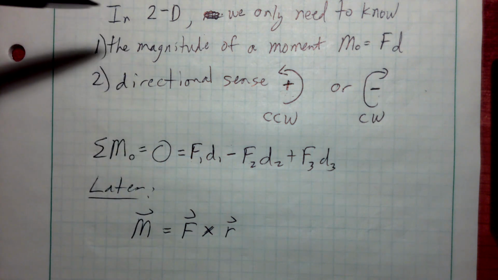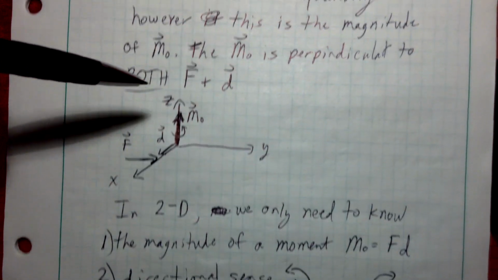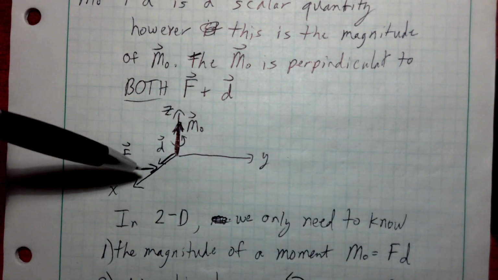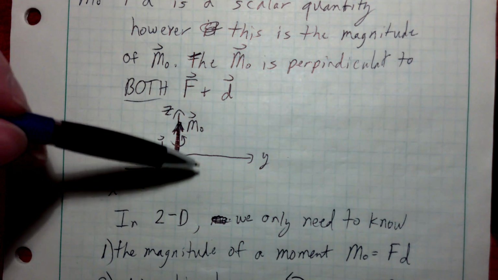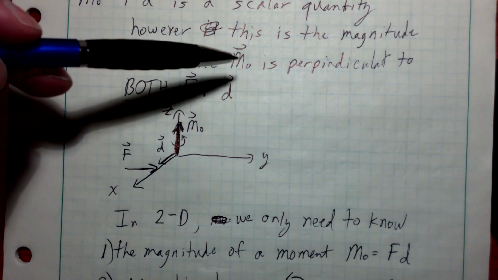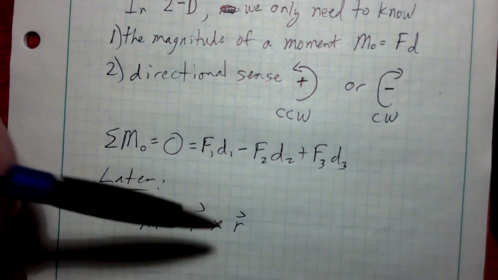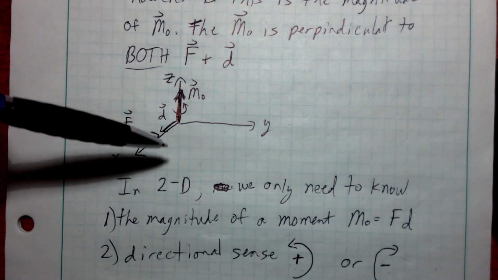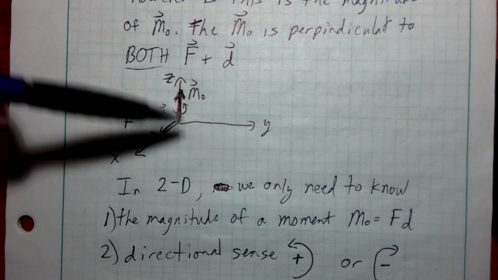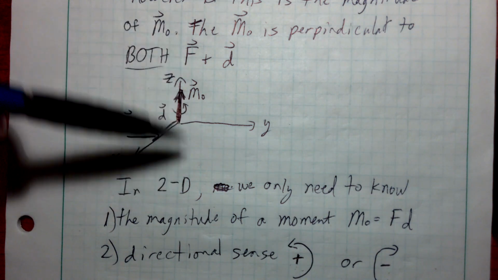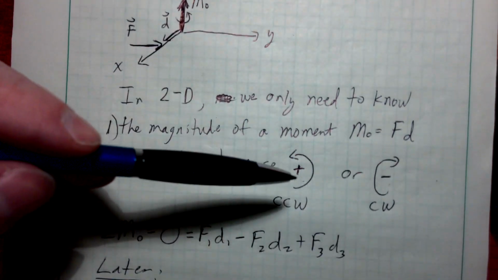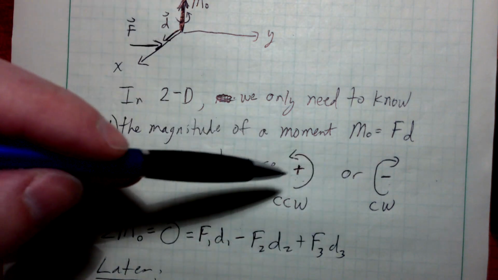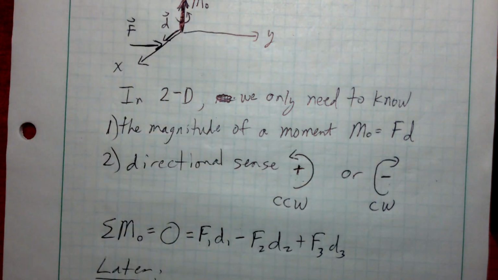vector. But again, if we're dealing only in 2D, the force and the distance are both in the xy plane, and the moment vector has to be perpendicular to both. That is, the cross product will result in a perpendicular vector to both F and d. If I'm in two dimensions, the only way that can happen is if the moment vector is in the positive or negative z direction. And that's what the clockwise and counterclockwise is telling us. Is it in the positive z direction or the negative z direction?